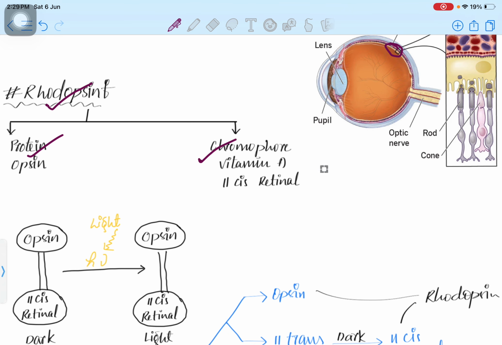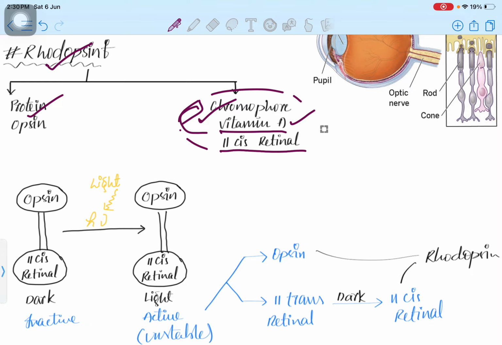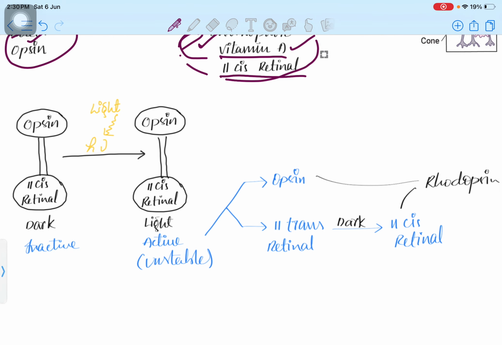Rhodopsin is made up of two things: one is the protein opsin and the other is the chromophore. The chromophore is derived from vitamin A. That's why doctors always suggest taking vitamin A for good vision. And this chromophore is 11-cis retinol. So the rhodopsin is made up of two things, one this and another one this.